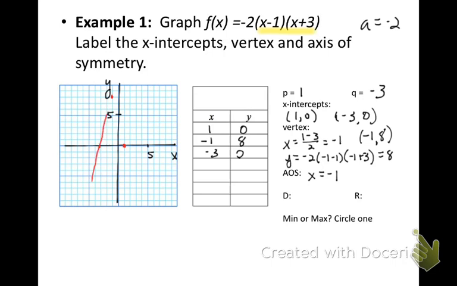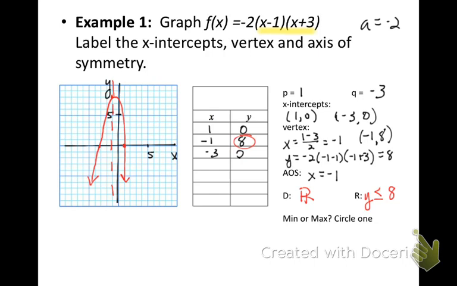So it's a nice, smooth U-shaped curve. Try not to make it pointed. And then we'll put a dashed line through the axis of symmetry, which is right where x equals -1. And then let's identify domain and range. Domain of quadratics is always all real numbers. And then our range, notice that the graph opens down. So our y values are going to be less than or equal to the y value of the vertex. So y is less than or equal to 8.